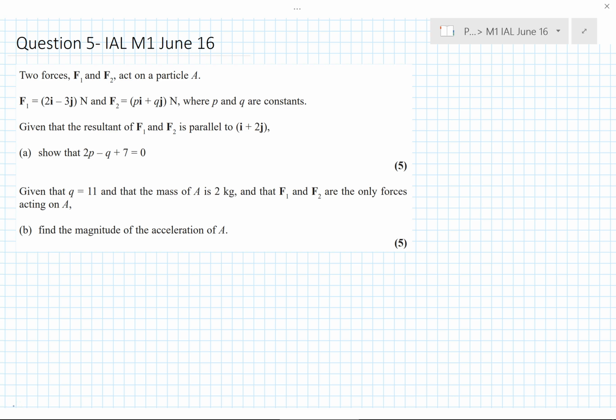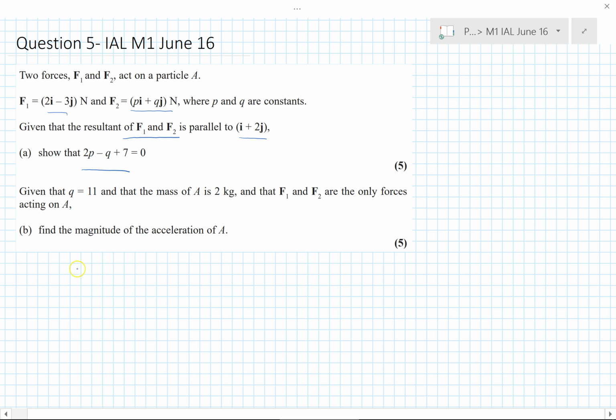Question 5, IAL M1 Edexcel June 16. It's a vectors question. We're told that the resultant of two forces, one of which is given and the other has a P and a Q in it, is parallel to i plus 2j, and we're asked to prove a relationship.